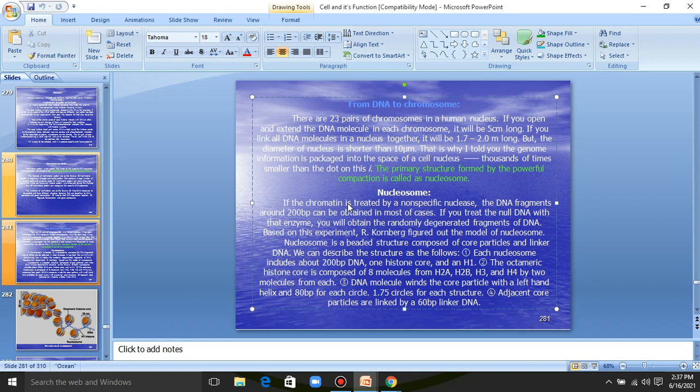Now, a nucleosome is a beaded structure composed of two things: the core particle and linker DNA. Core particles and linker DNA, in each nucleosome.